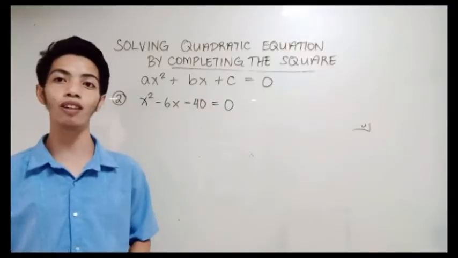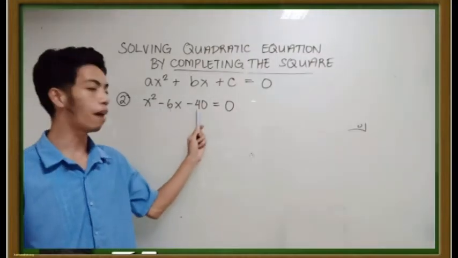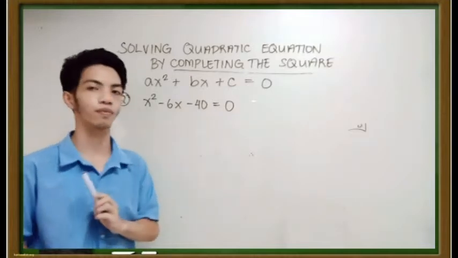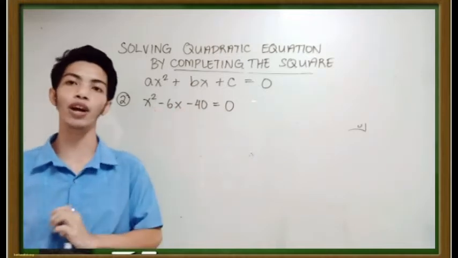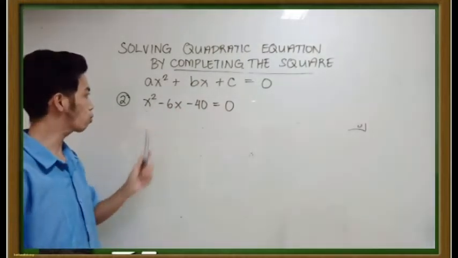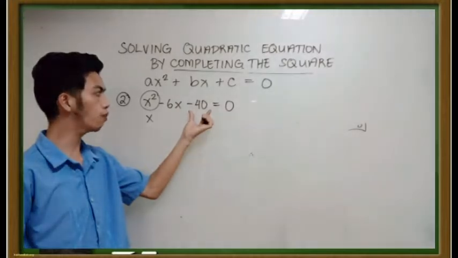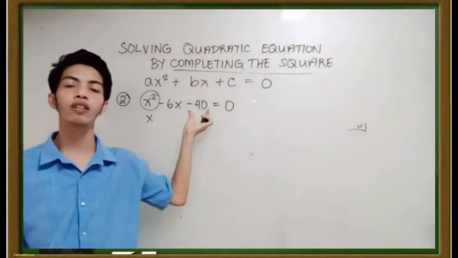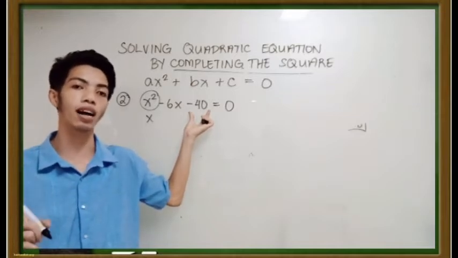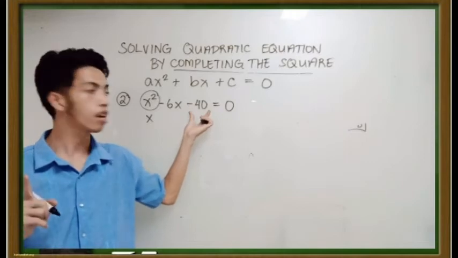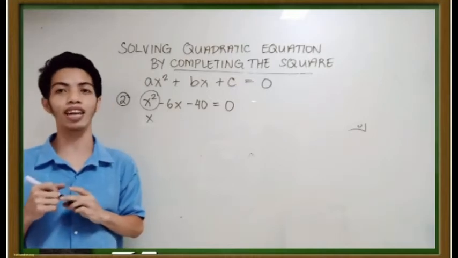Okay, let's have example number 2. The given equation is x squared minus 6x minus 40 is equal to 0. First thing is to determine if this equation is a perfect square trinomial. The square root of x squared will give us x. The square root of negative 40 has no square root. It is an imaginary number kasi ang square root ng negative ay walang value. Imaginary. So, ibig sabihin, understood na agad na this equation is not a perfect square trinomial.